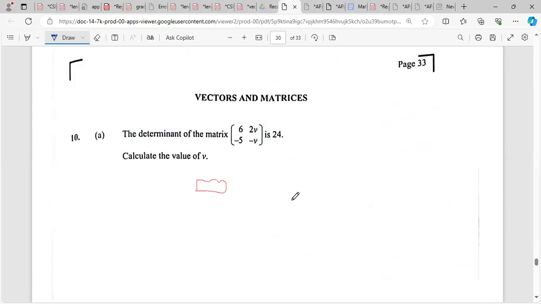This one says the determinant of the matrix with rows 6, 2v and minus v, minus 5 minus v is 24. Calculate the value of v. Now the determinant, guys, everybody's supposed to get this. The determinant is AD minus BC. So it will be 6 times negative v, minus 2 times negative 5. Very important, right?